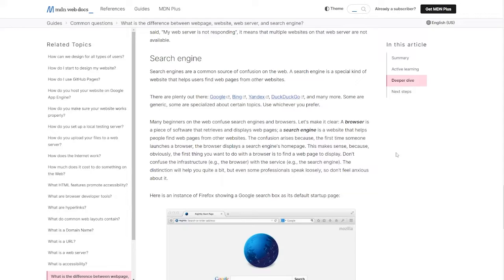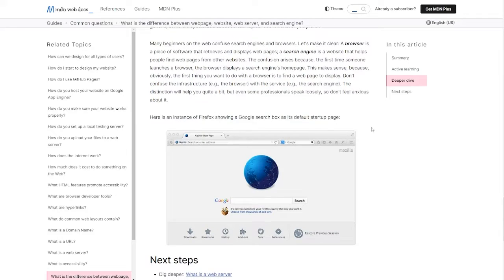This makes sense because obviously the first thing you want to do with a browser is to find a web page to display. Don't confuse the infrastructure with the service. The distinction will help you quite a bit, but even some professionals speak loosely, so don't feel anxious about it. Here's an instance of Firefox showing a Google search box as its default startup page.